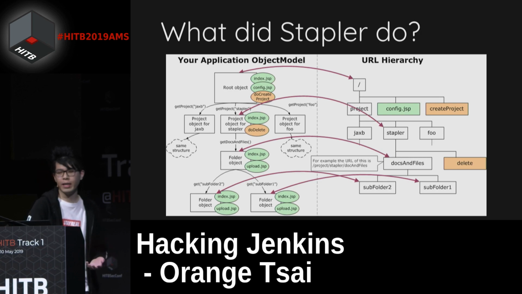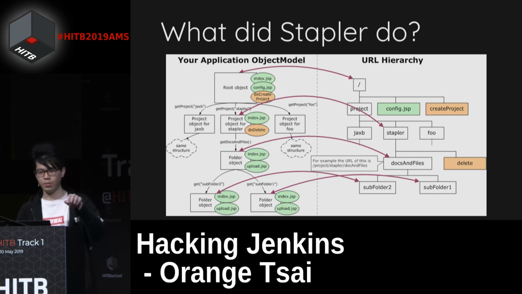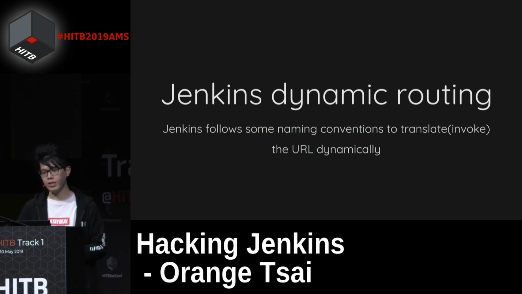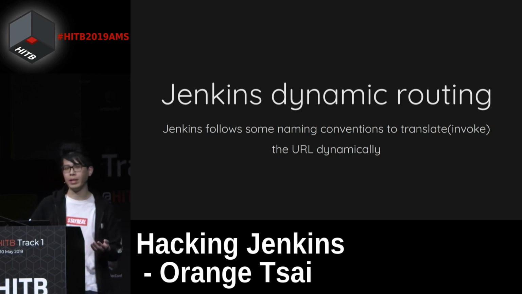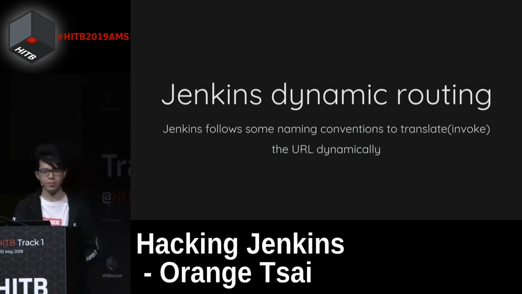The object you can access with the method root.getObject would be assigned to the URL /project. In this way, your object model directly turns into the URL hierarchy. If it's still hard to understand, you can just imagine it that way. In order to provide developers more flexibility, Jenkins used a naming convention to translate the URL dynamically.